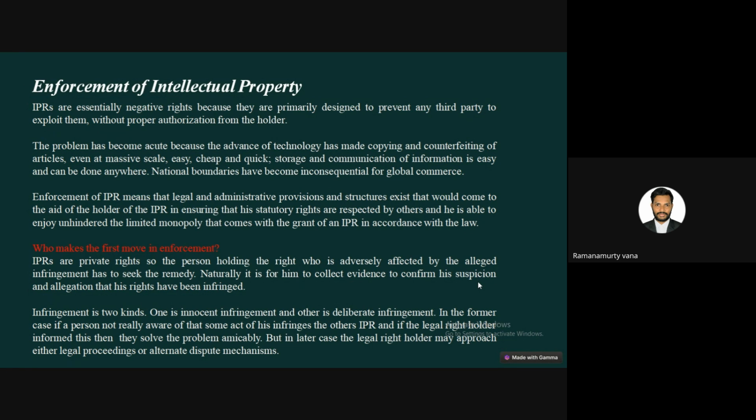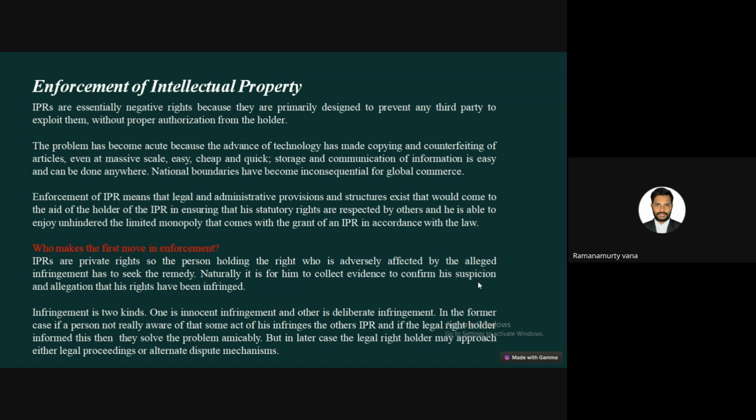So who makes the first move in enforcement? Basically the IPRs are private rights, as I already discussed. So the person holding the right who is adversely affected by the alleged infringement has to seek the remedy. So the person who holds that right, if anyone is violating or infringing, is the first person to seek the remedy. So naturally, it is for him to collect evidence to confirm his suspicion and allegation that his rights have been infringed.